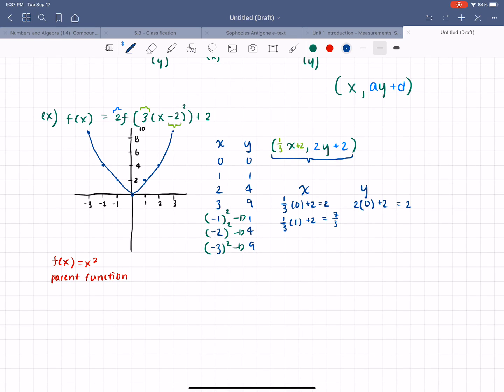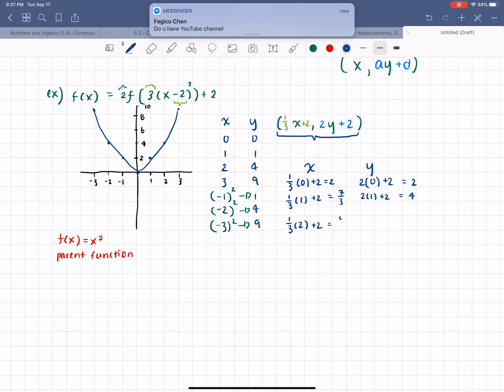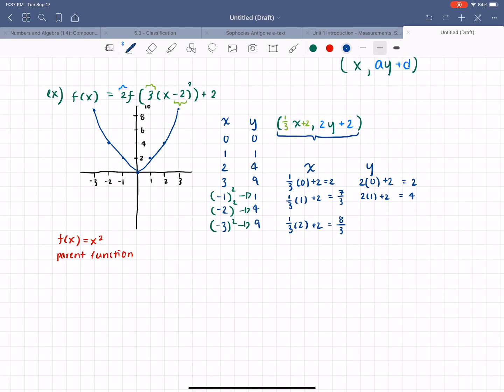And then this is the same thing. So 2 times 1 plus 2 equals 4. Same principle, 1/3 times 2 plus 2 equals 2/3 plus 6/3, which is 8/3. Okay. And then 2 times 2 plus 2 is equal to 4 plus 2, which is 6. Finally, we have 1/3 times 3, so some of these just cancel out. Plus 2, that gives us 3. Okay? 2 times 3 plus 2 equals 8. So these are effectively our new coordinates.